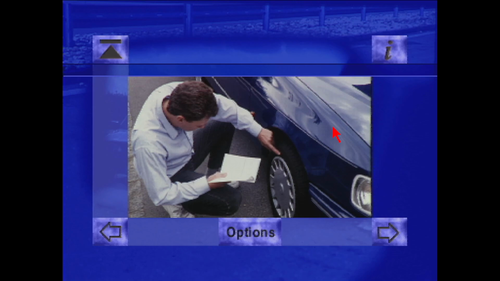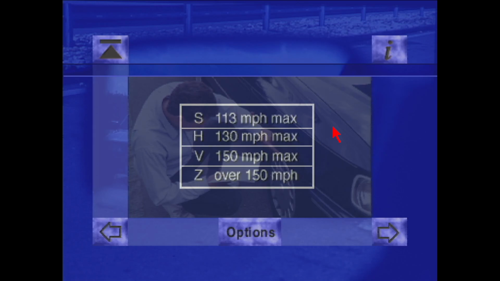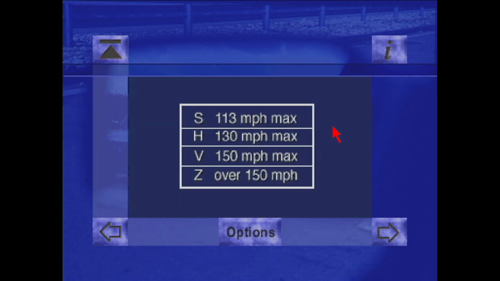Be particularly careful with high-performance cars to check that the speed rating letter is high enough for the car's maximum speed. S is safe only up to 113 miles an hour, H to 130 miles per hour, V to 150 miles per hour and Z to over 150 miles an hour.